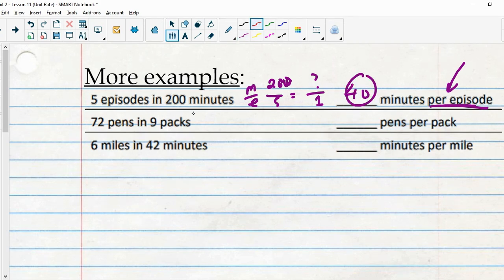Okay, let's do another one. Now I'm going to be smart. I'm going to read the answer first. Per pack. So pack is at the bottom. Packs, pens. 72 pens, 9 packs. How many pens per pack, per 1 pack? Okay, so what's the answer?